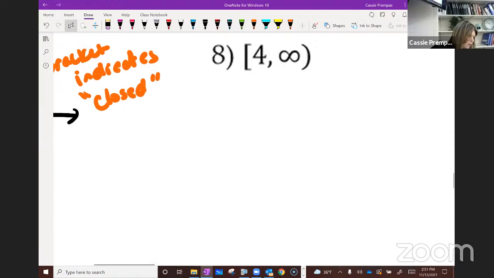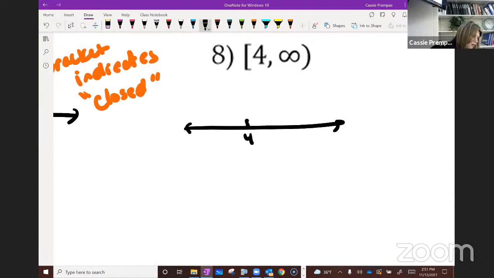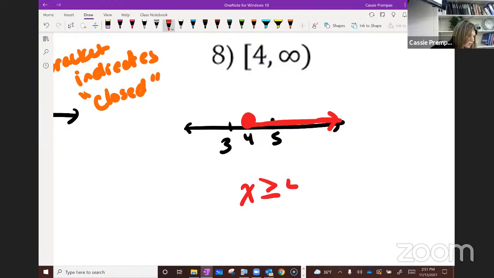Number 8, we would draw our number line. We would have values like 4, 5 would go to the right, 3 would go to the left because it's smaller. Would we have a closed circle or an open circle at 4? Closed, good, because of the bracket. Would we shade to the right or to the left? To the right, because that's positive infinity, good. And then in inequality notation, this would be read as x is greater than or equal to 4.